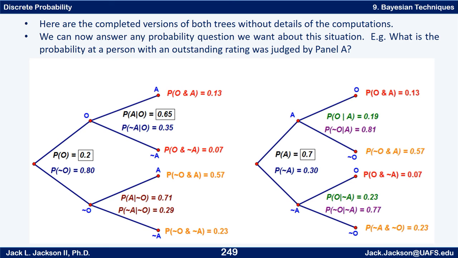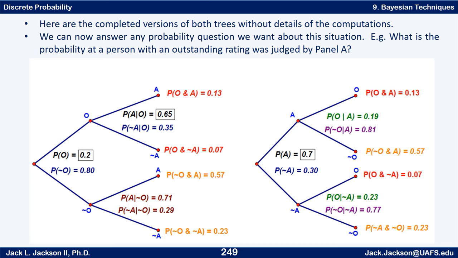The probability that the contestant was judged by panel A and given an outstanding rating was 0.13. So 13% of the contestants fell in that category. 7% of the contestants were both outstanding and judged by some panel besides A. 0.57 is the probability of not outstanding and judged by panel A. 0.23 is the probability of not outstanding and not judged by panel A. Those are all in the first tree.